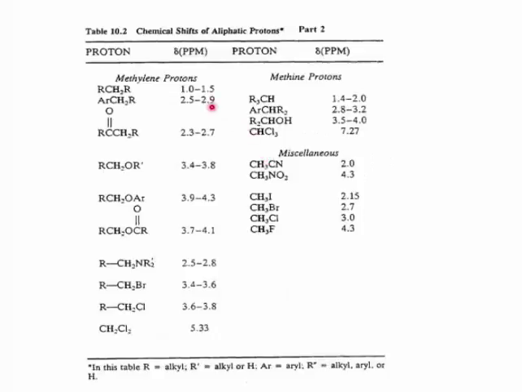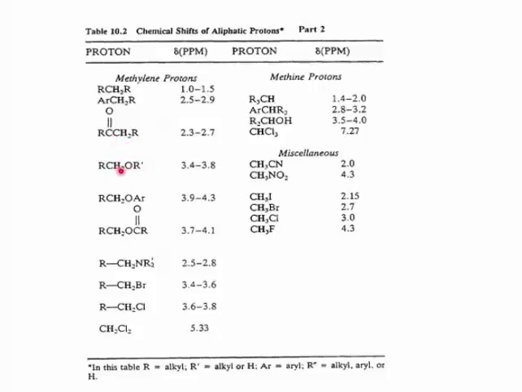Let's look at some more methylene proton values. You have a methylene attached to an aromatic ring, 2.5 to 2.9. Notice the delta value here is a little larger than a methylene in a hydrocarbon. And again, that's because of the inductive electron withdrawing effect of the aromatic ring on the methylene hydrogens. Methylene attached to a carbonyl group, 2.3 to 2.7. It's due to the electron withdrawing effect of the carbonyl group.